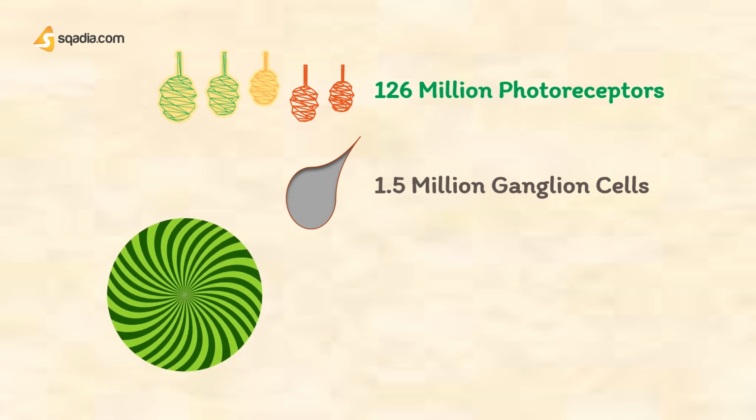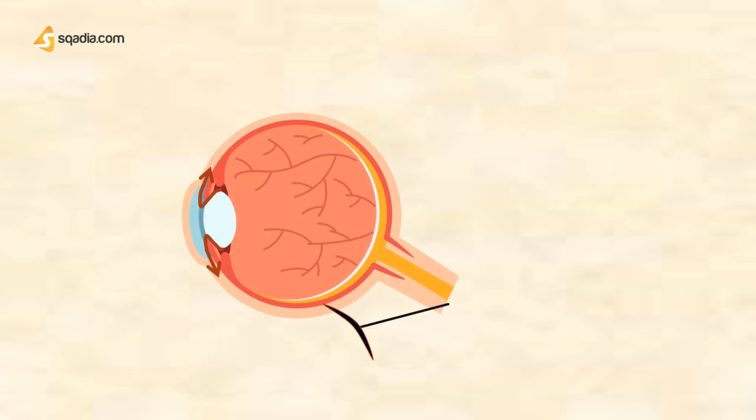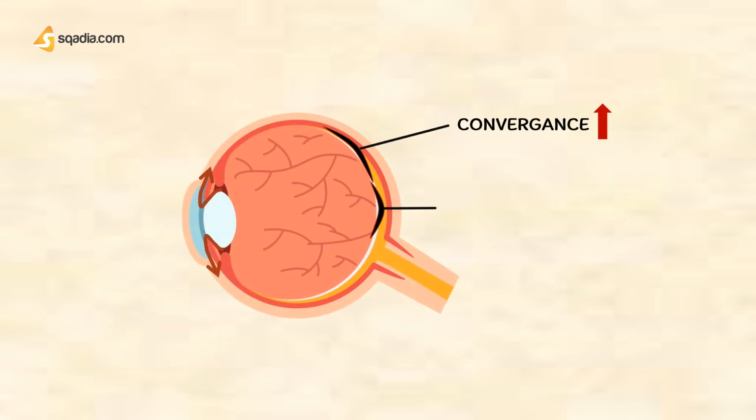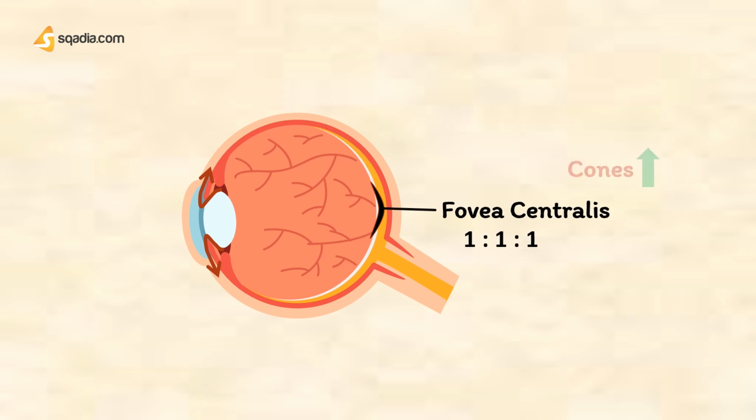This means that there is a substantial amount of convergence of receptor and bipolar cells onto ganglion cells, but this is not uniform across the retina. At the periphery, there is a large amount of convergence, but in the region of greatest visual clarity, the fovea centralis, there is a 1-1-1 connectivity between a single cone receptor cell, a single bipolar cell, and a single ganglion cell. The fovea region has a very high density of cones and very few rods, whereas there is a more even distribution of rods and cones in the other regions of the retina.